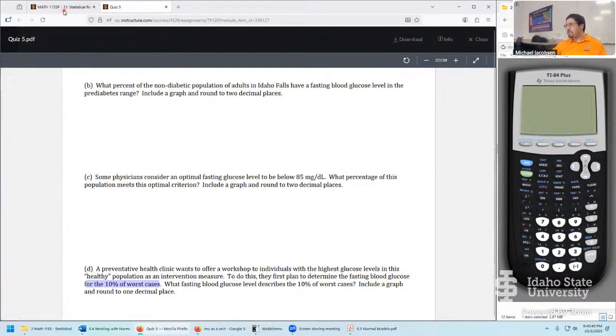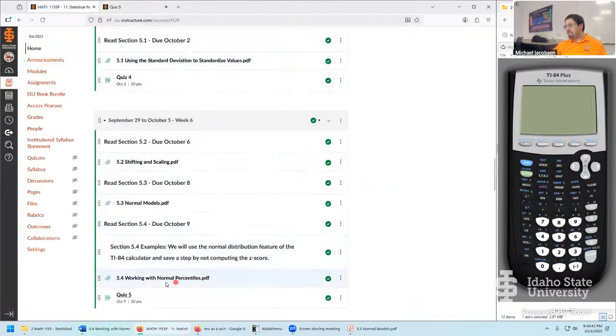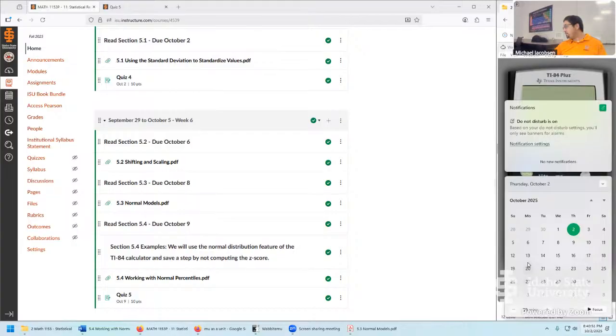That means also the due date for MyLab Statistics on section 5.4. I'm going to push the due date since we'll finish it officially when we come back. Its due date is really going to be, let's see here, the 13th of October.